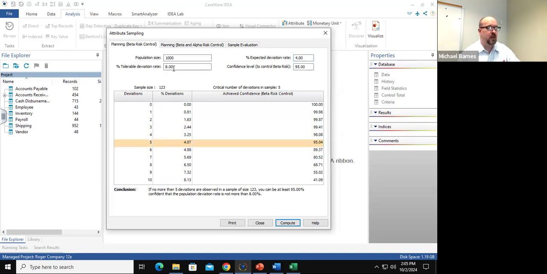Again, remember the distance between this number here, the tolerable deviation rate, and expected deviation rate, dictates how large the sample is. If this is a smaller distance, then the sample gets larger. If it's a larger distance, the sample gets smaller.